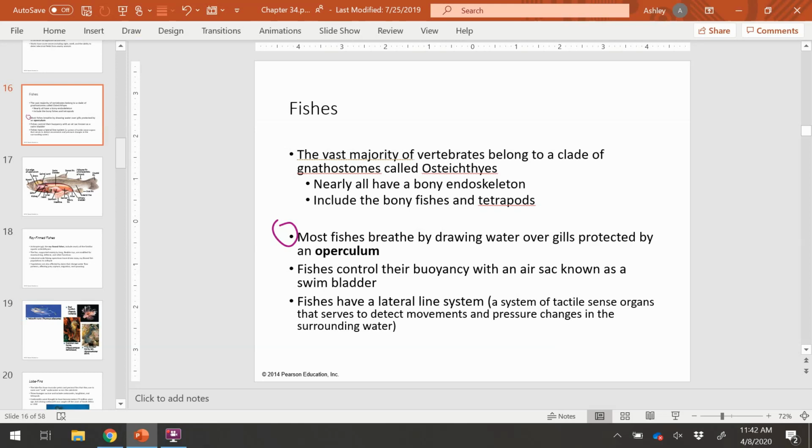They also have a unique structure called the swim bladder. It's essentially an air sac that allows them to control their buoyancy underwater. And then lastly here, they have what we call the lateral line system. Sharks have this as well. It's a system that is across their body from head to tail along the left and right sides of the body that will help detect movements and pressure changes in the surrounding water.